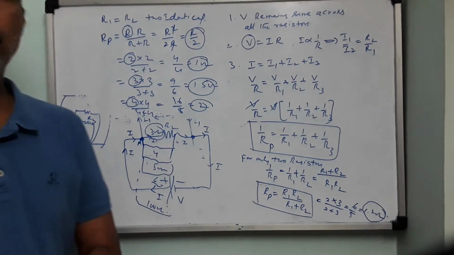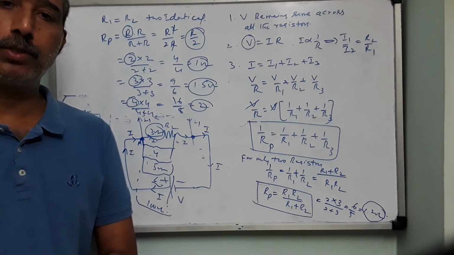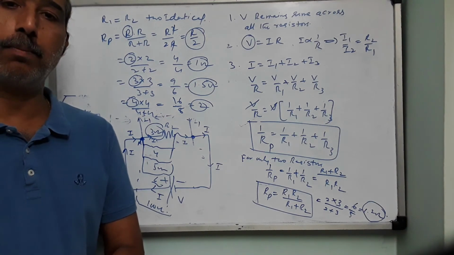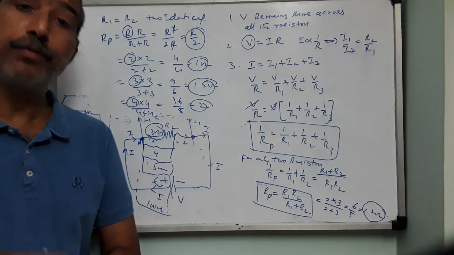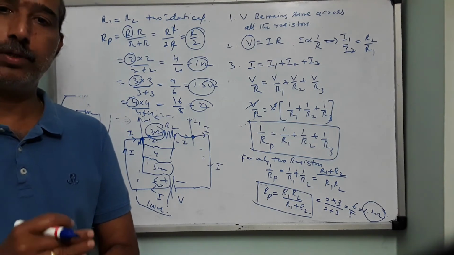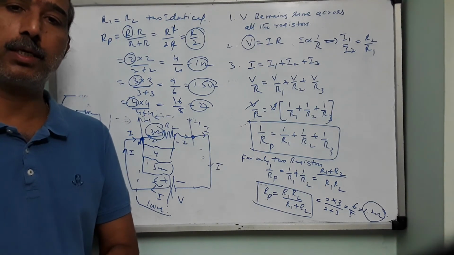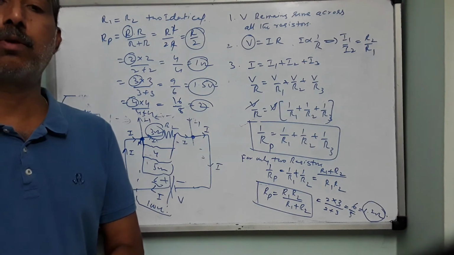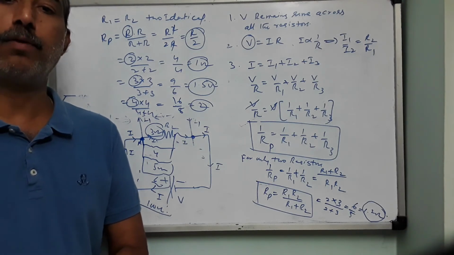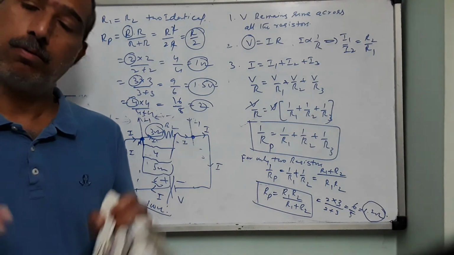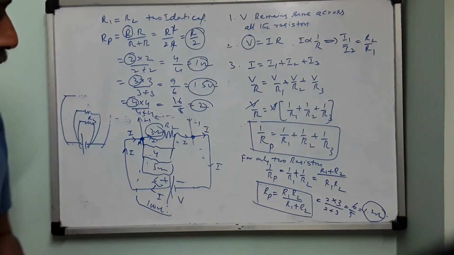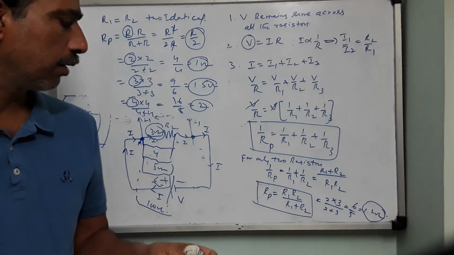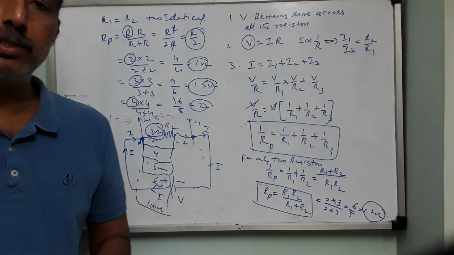What I would like to impress upon you is, if two identical resistors are connected in parallel, the net resistance will be half of the individual resistance. If two identical resistors are connected in parallel, the net resistance will be half of any of the resistors. So overall the resistance will decrease in the parallel combination. This is a very important concept as far as application is concerned.